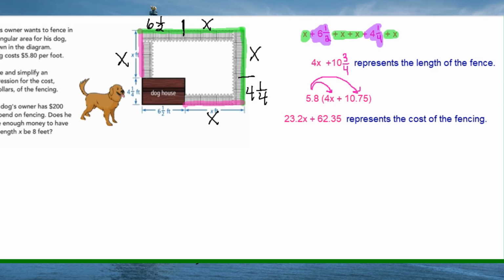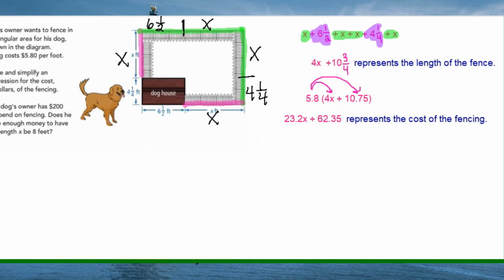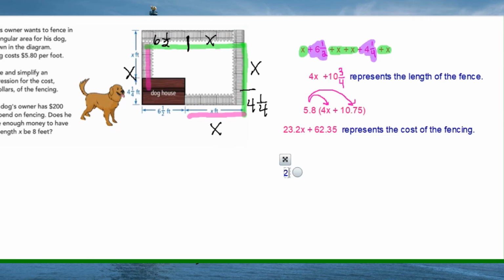Now we have to go ahead and answer part B. Part B says the dog's owner has $200 to spend on fencing. So that lets us know how much the owner has. And the second part said, does he have enough money to have the length x be 8 feet? So now what we have to do is use this expression right here, the expression that represents the cost of the fencing, and we just have to substitute 8 in for x. So instead of using x, we're going to use 8. And then we have to multiply and combine our like terms to figure out how much the owner will spend.